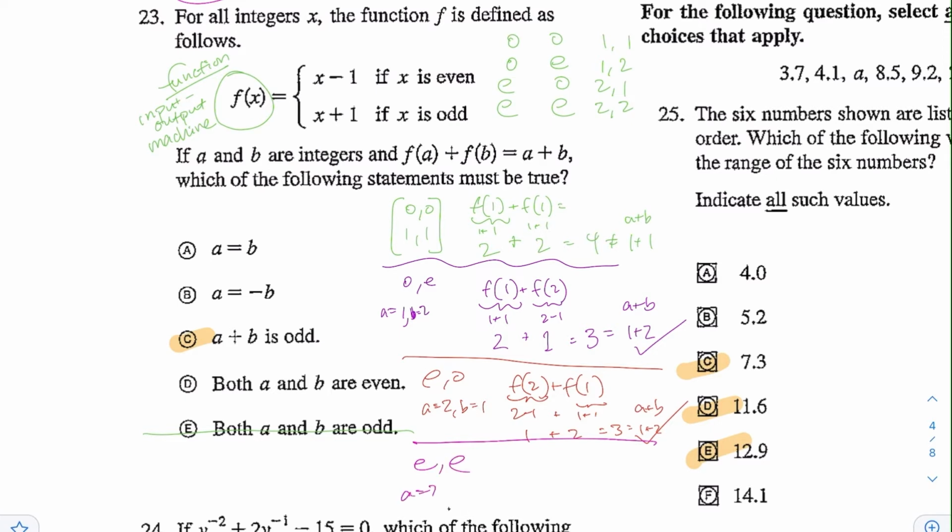So if A is equal to 2, B is equal to 2, then f of 2 plus f of 2, since they're both even, we'll have to use this rule. You have to subtract 1. 2 minus 1 plus 2 minus 1, or 1 plus 1, which is equal to 2, and that's not the same as 2 plus 2, which is A plus B, so you can't have both of them being even. You also can't have both of them equal to one another, because we tried that here.